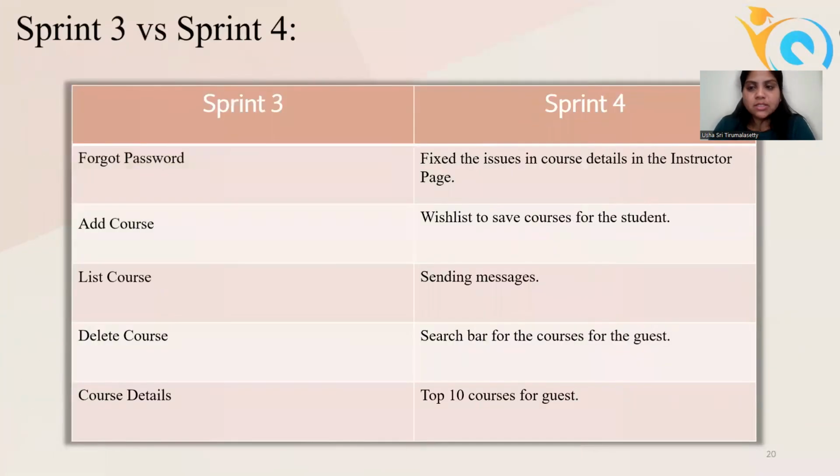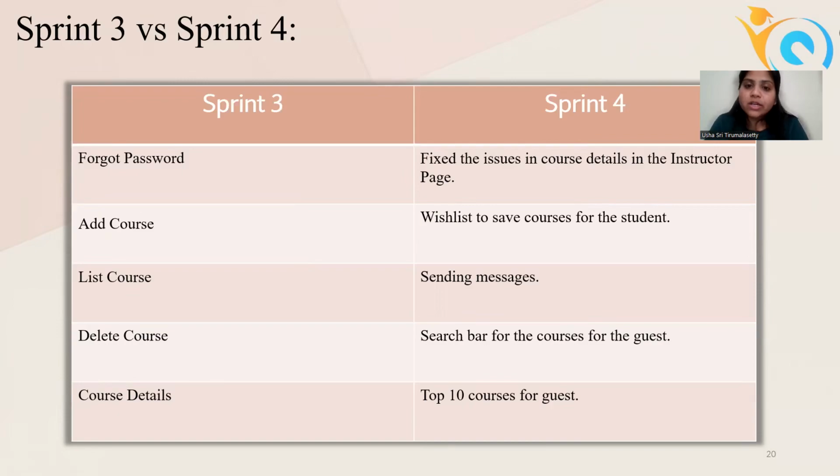And coming to this is the sprint 3 versus sprint 4. We already discussed what we have done in the sprint 3. So this is the sprint 4. We have fixed a few issues in the course details that was there in the instructor page. In the last sprint, which is sprint 3, we developed the course details page. There were a few issues that we were getting, so we have fixed those issues in this sprint.